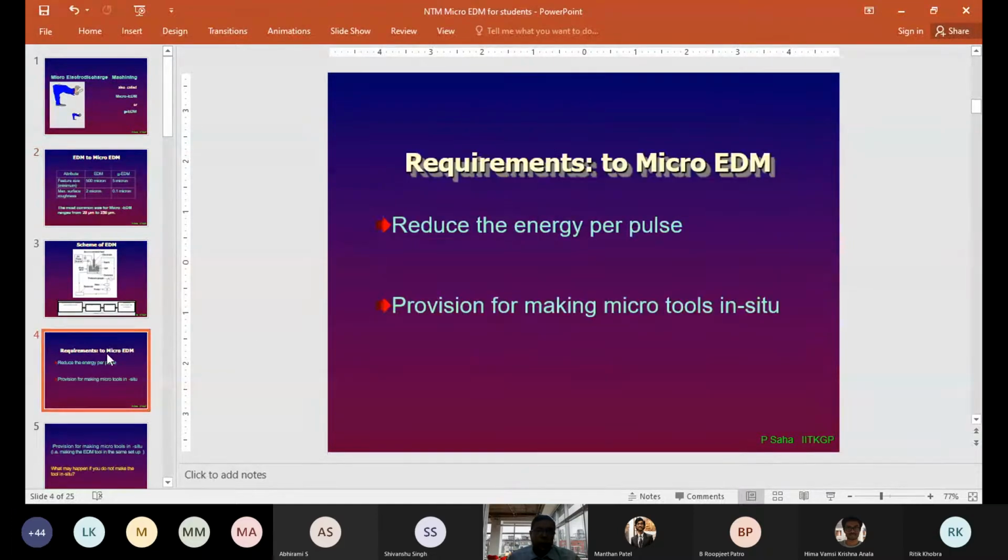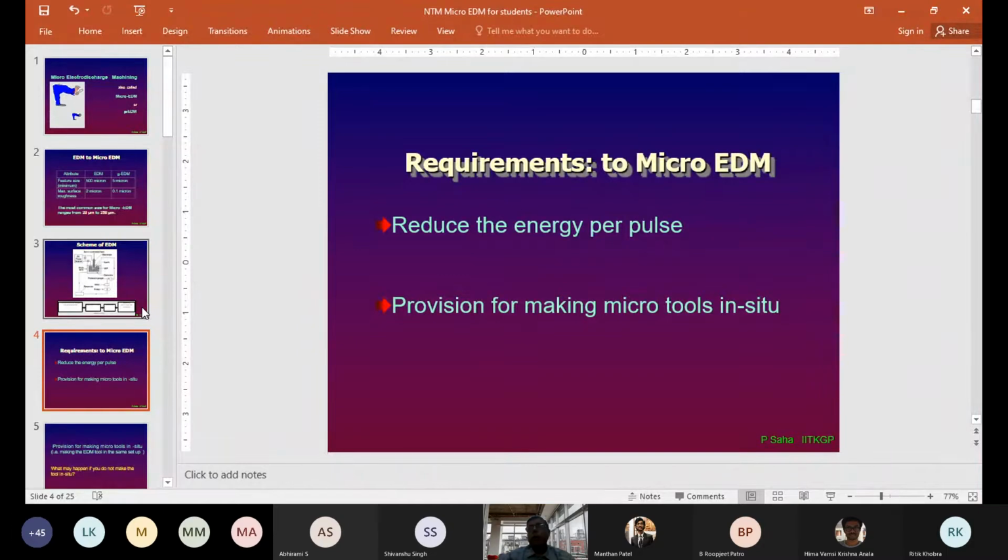Because we are using a series of sparks in EDM, how can you achieve this? One way is to reduce the energy of the spark. The spark is the outcome of a pulse. During the pulse on time only the spark takes place. So we have to reduce the energy per pulse somehow.